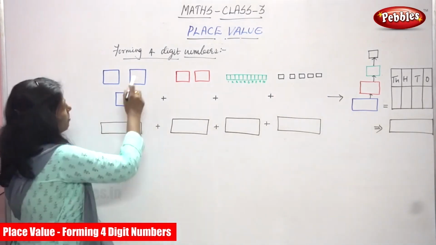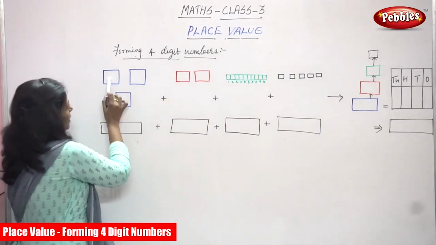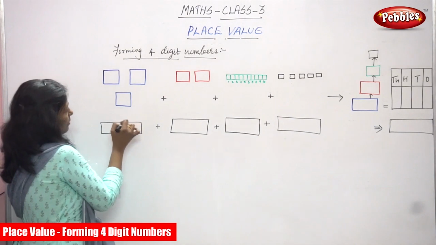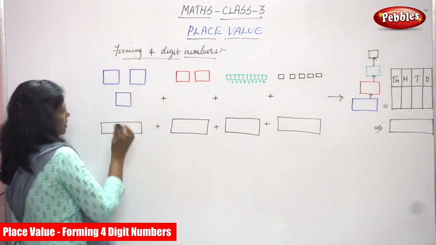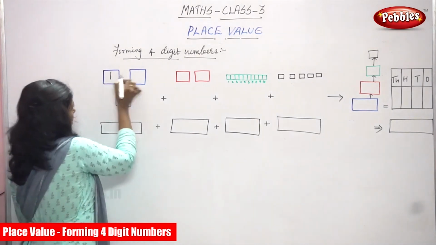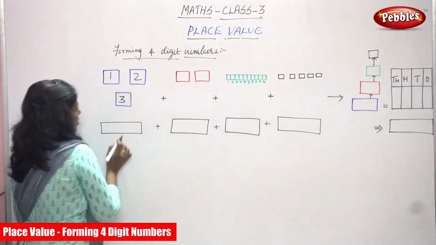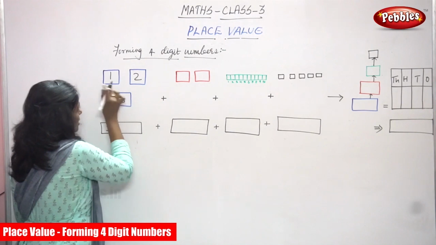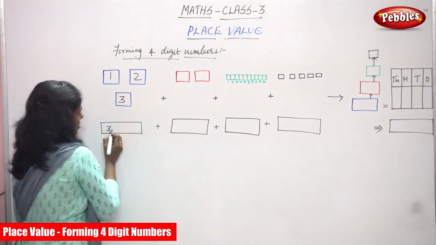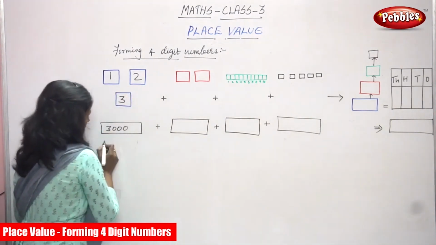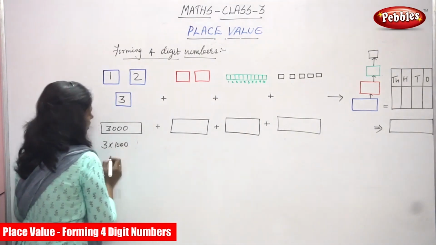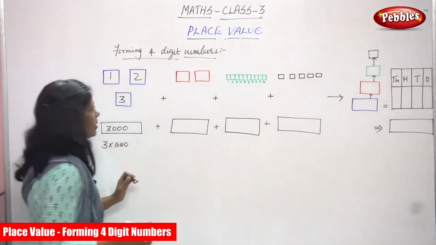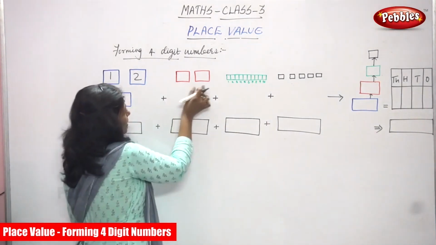Now we are going to see forming 4-digit numbers. You have to consider the 3 squares I have drawn. The first one is 1000, the second one is 1000, and the third one is 1000. So each square you have to consider as 1000. You have to write 3000, that means 3 into 1000. 3 into 1000 you can get 3000.